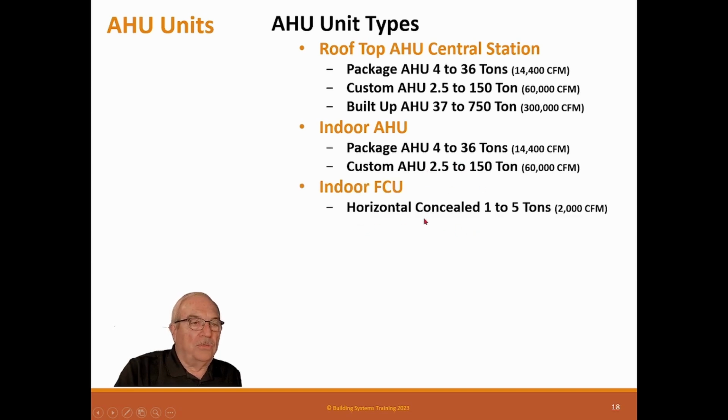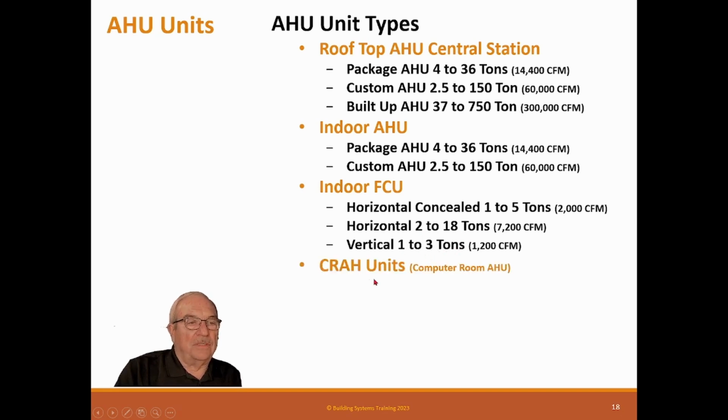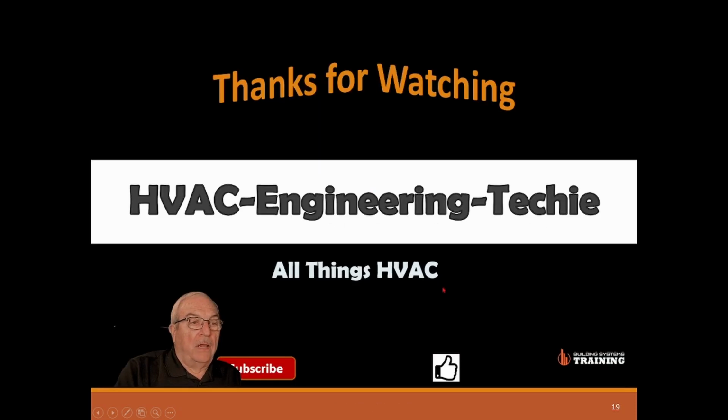Indoor fan coil unit, horizontal concealed, 1 to 5 tons. Horizontal, 2 to 18 tons. Vertical, 1 to 3 tons. Computer room air handler units, which are vertical, 5 to 150 tons. And that's it for air handlers. That's everything you can get in an air handler, all the different types of air handlers. We didn't go into coil placement. We go into that in the system videos. So hopefully this was helpful. This will be the first one to get you started on air handlers.